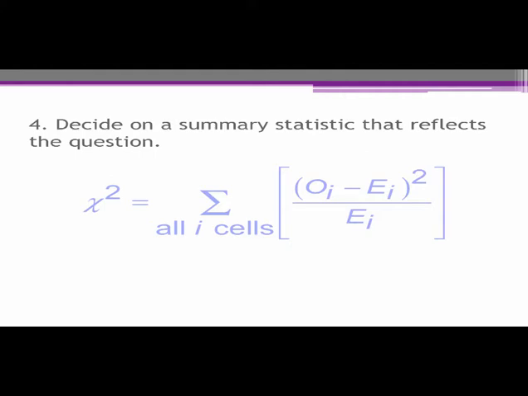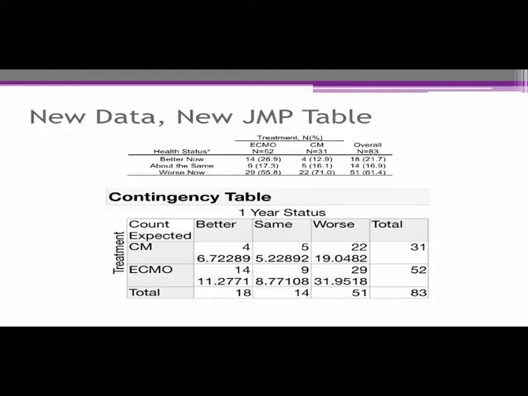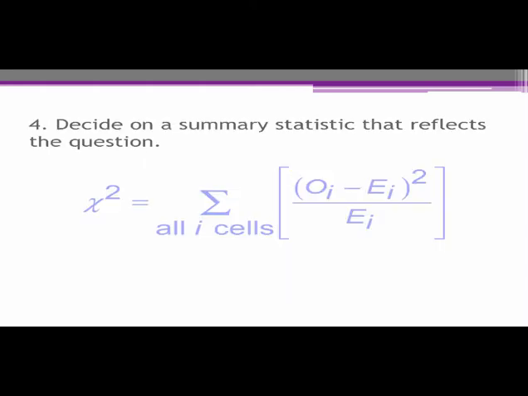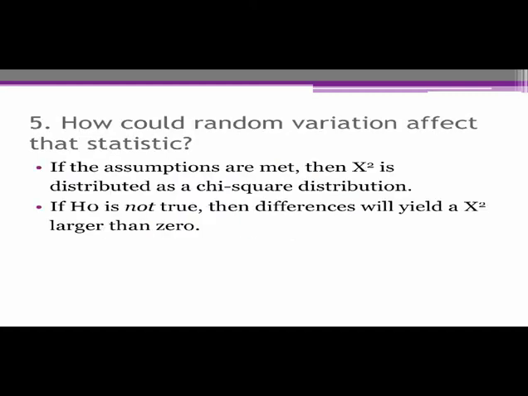We'll go back to our summary statistic. You could calculate your observed versus expected utilizing these numbers, square the difference, divide it by the expected, and sum them all up. But it turns out JMP will do that for you. How could random variation affect the statistic? Well, if our assumptions are met, which they are now, we know that our chi-square will have a chi-square distribution. If H0 is not true, then differences will yield a chi-square value that's much larger than 0.